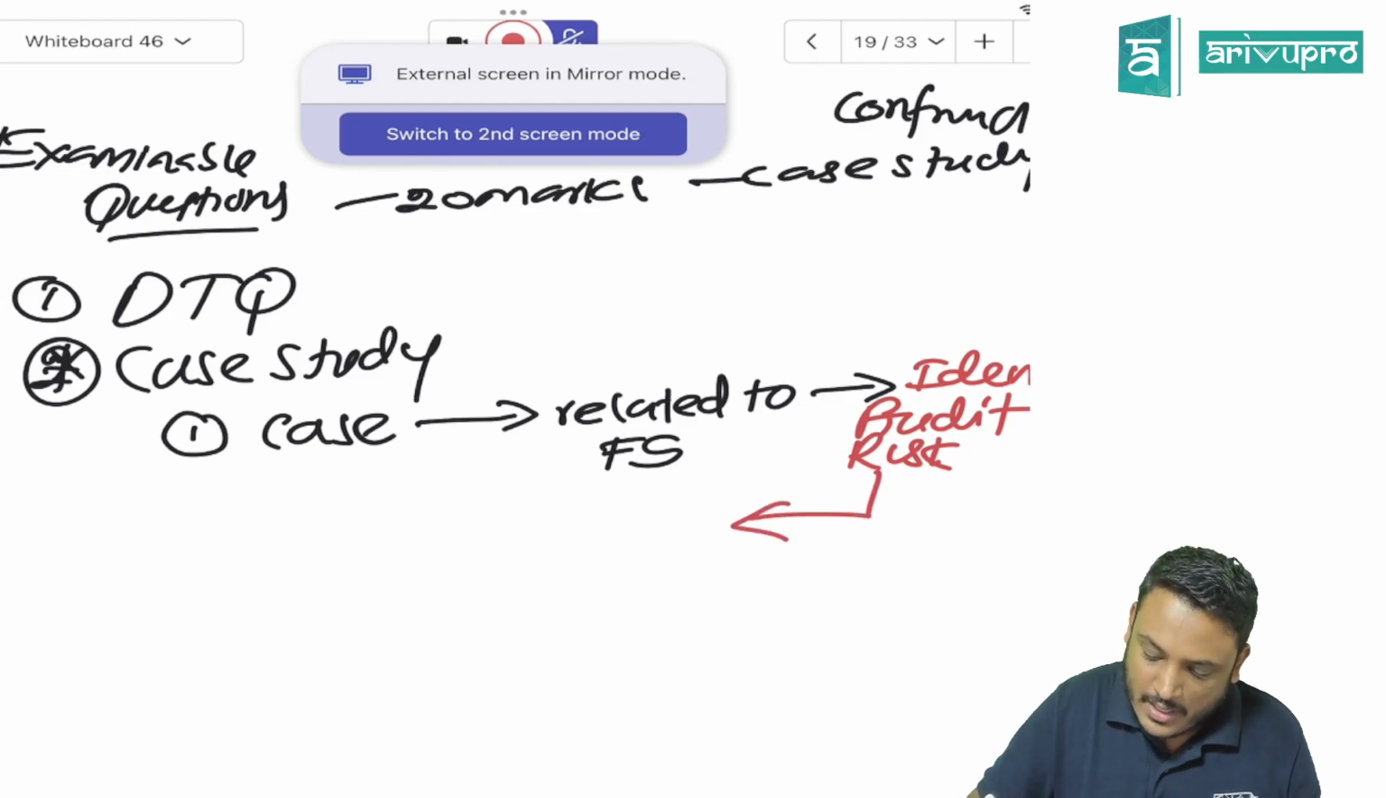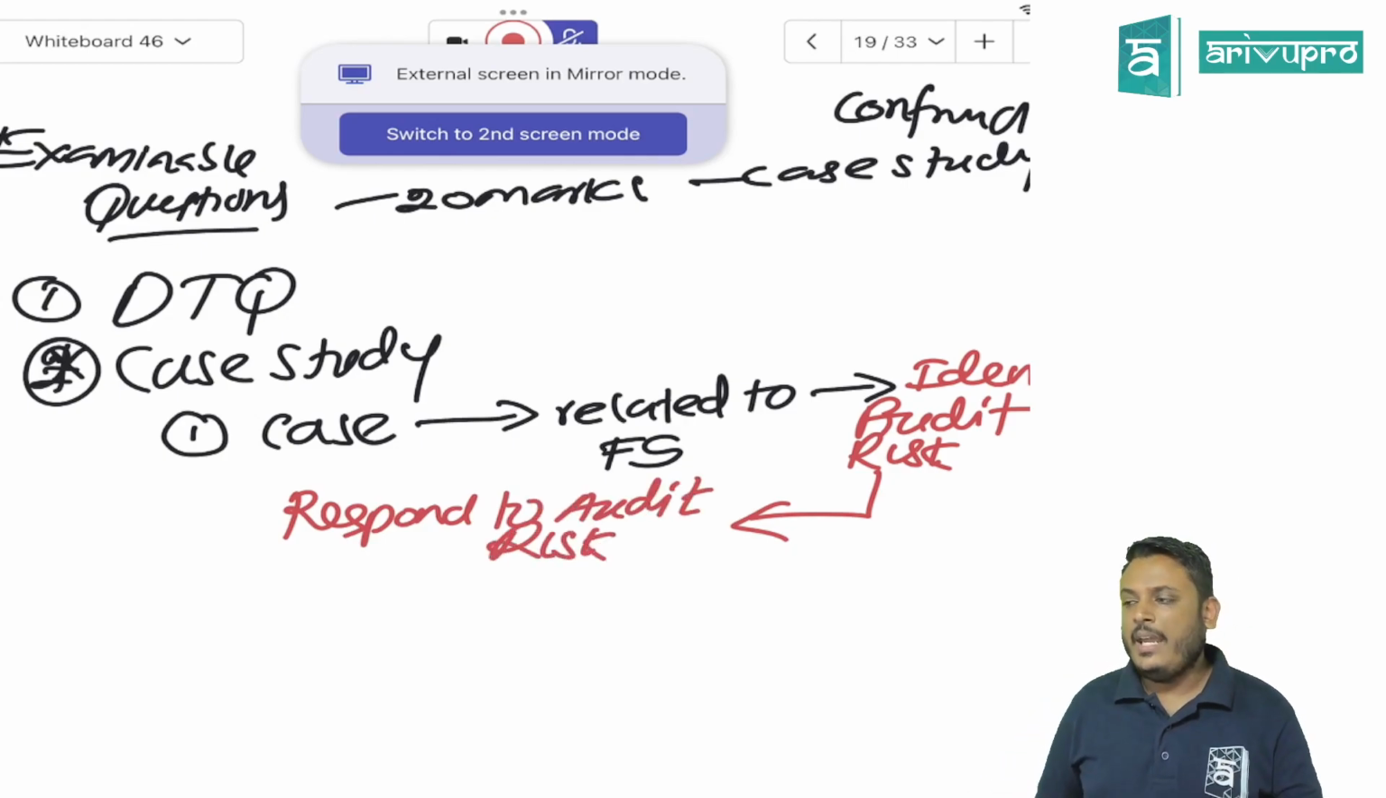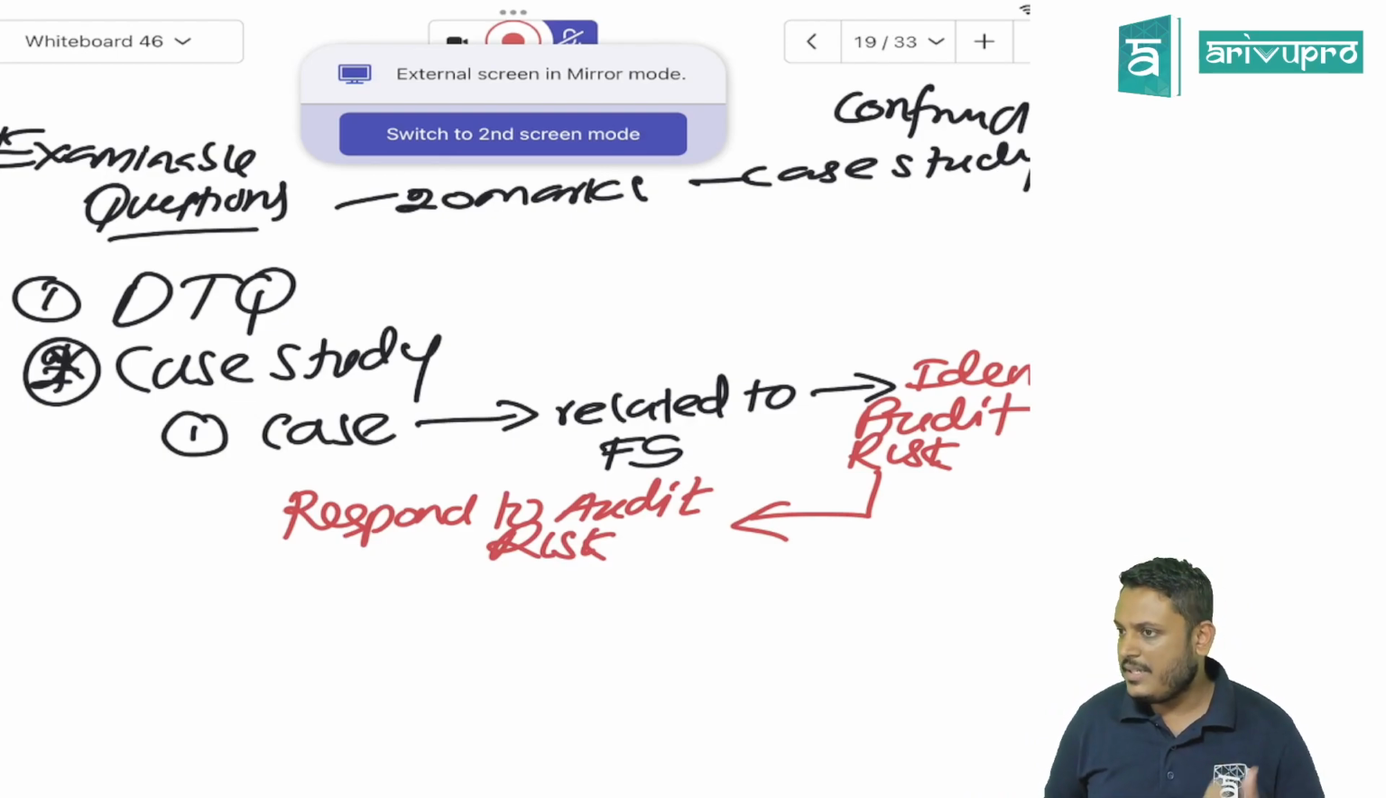Then respond to audit risk. This is the question: identify audit risk, respond to audit risk. So a case will be given. The case is related to a financial statement, and then they ask you to identify audit risk and respond to audit risk.